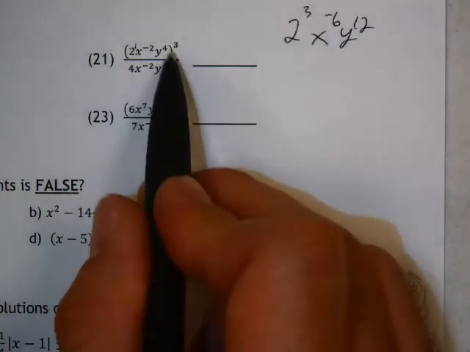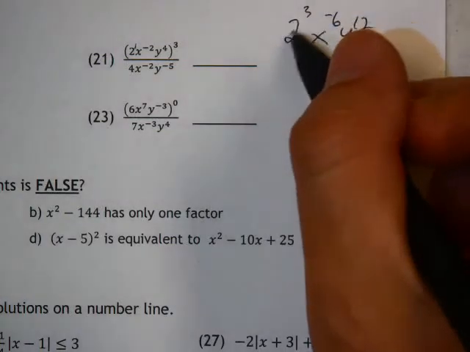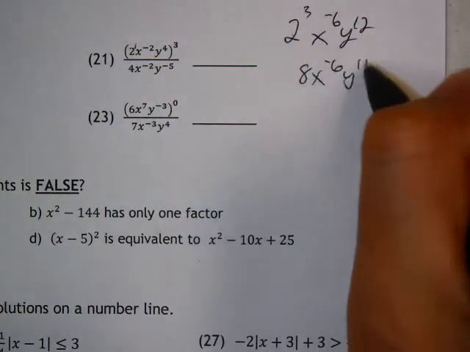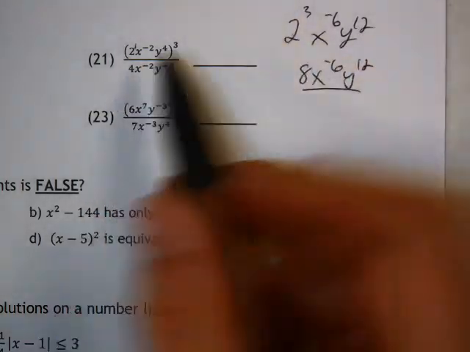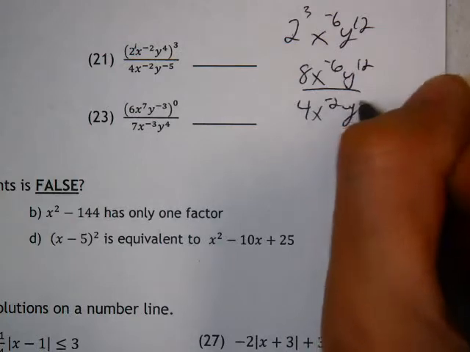These didn't change at all. The parentheses only surrounded the numerator, so those didn't change. So I'm going to go ahead and just multiply this out. 2 to the third is 8, x to the negative 6, y to the 12th, over, now again, none of that changed, 4x to the negative 2, y to the negative 5th.